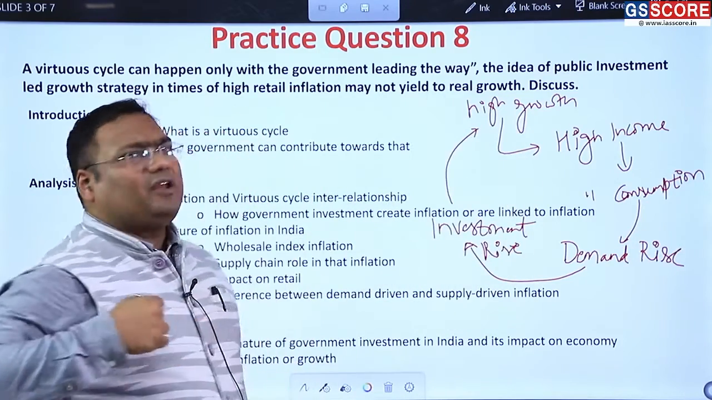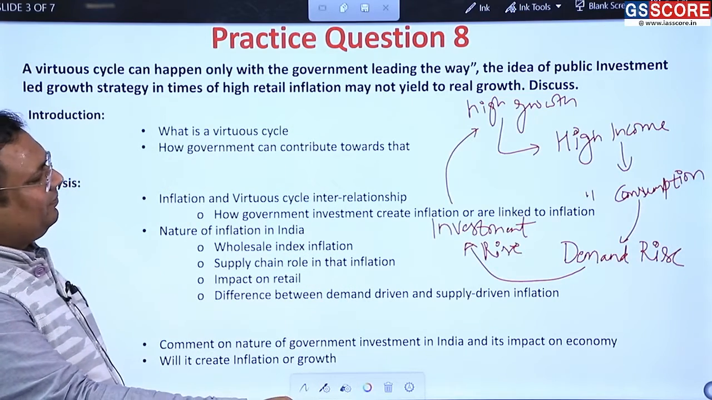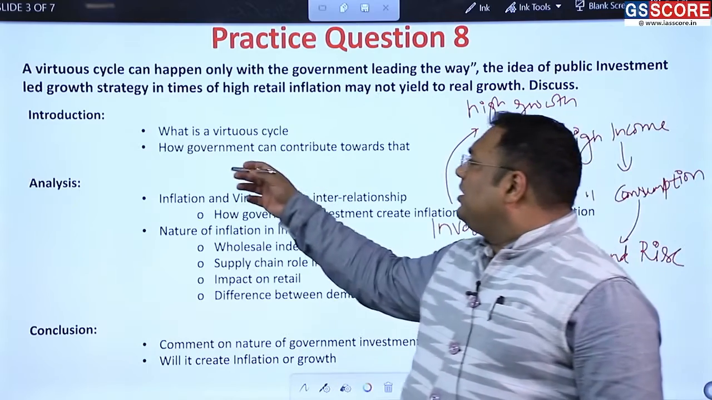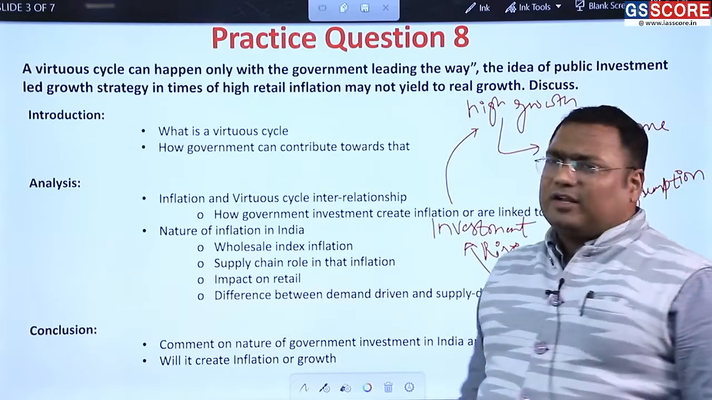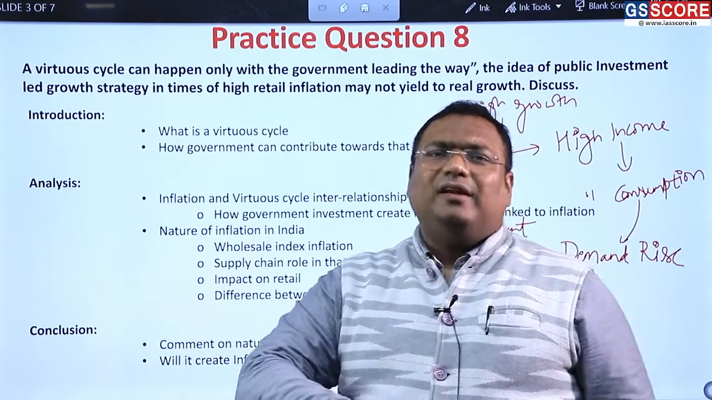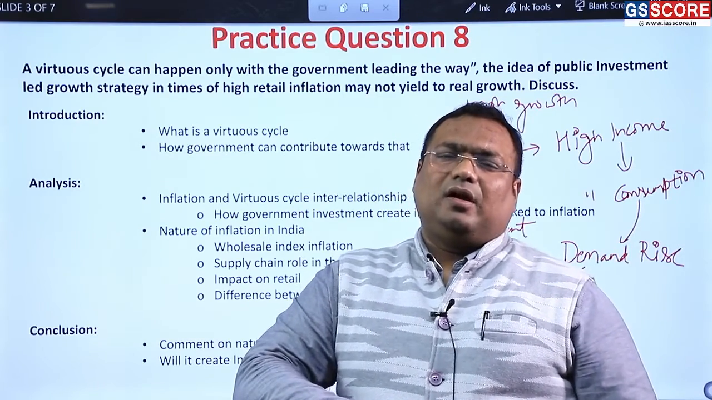Now this is a virtuous cycle. Now, do we really need government necessarily for the virtuous cycle? The answer is no. We do not necessarily need a government. The answer is very clear. Okay, how do you answer that?